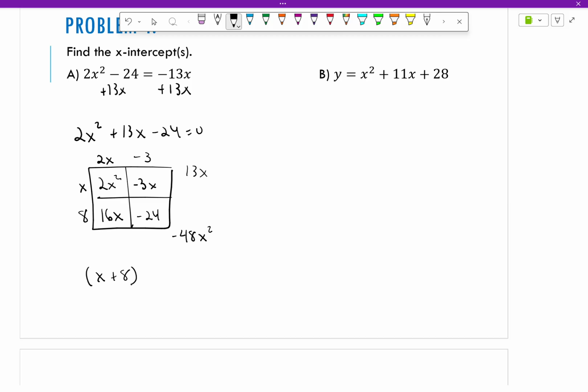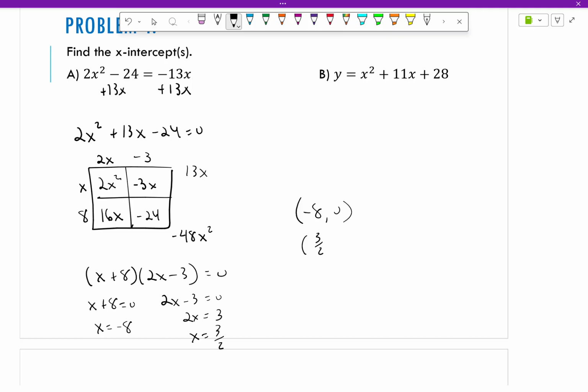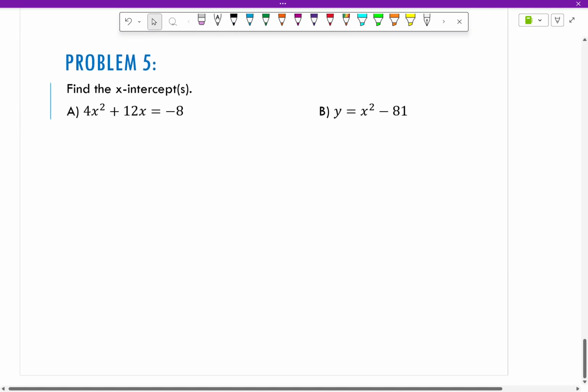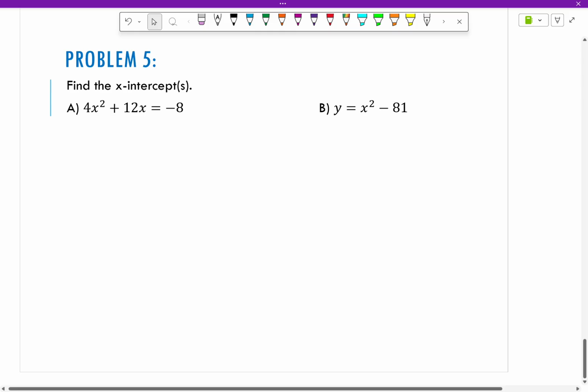So we have x plus 8, 2x minus 3 equals 0. Zero product property. Solve, minus the 8 over. Add the 3 over. Divide by 2. And so we have negative 8, 0, and 3 over 2, 0. All right.